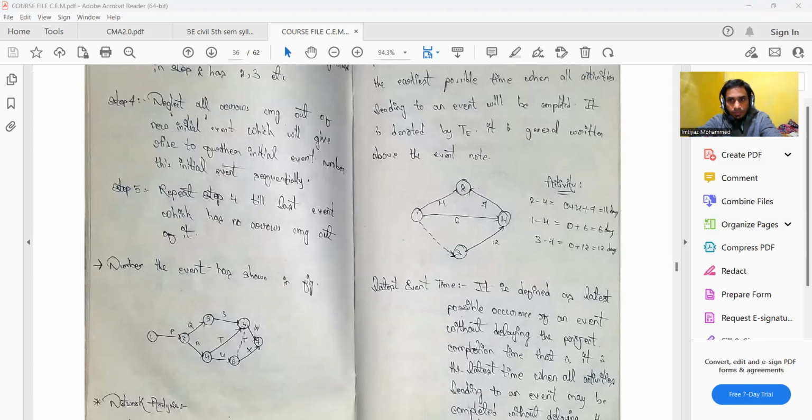And just give me a moment. Let me check if I can use some tools to highlight and show.